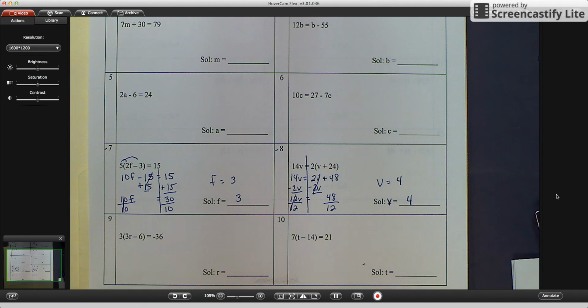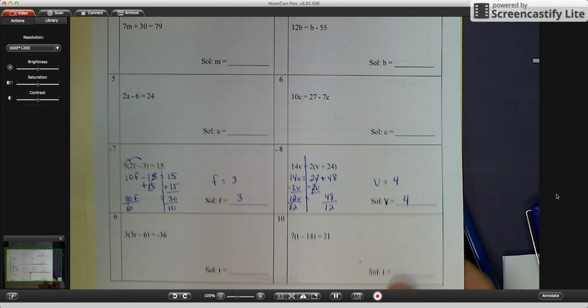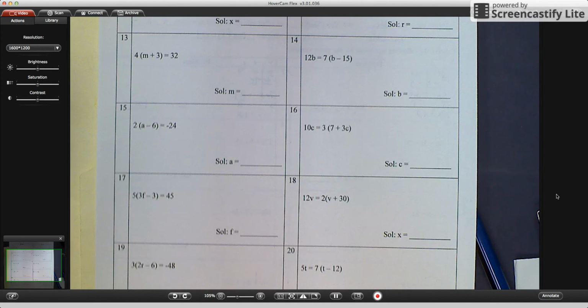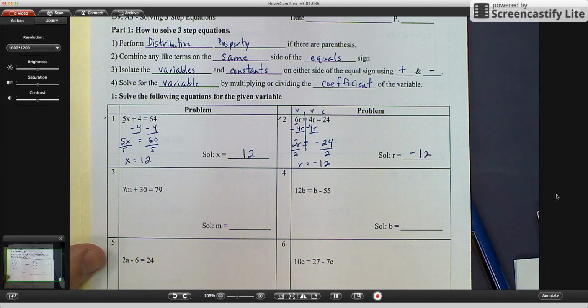Okay, those are 2 more examples. You have both sides of the page to do. I've done 4 problems for you. Go ahead, work on these. If you have any questions, come over and ask me.